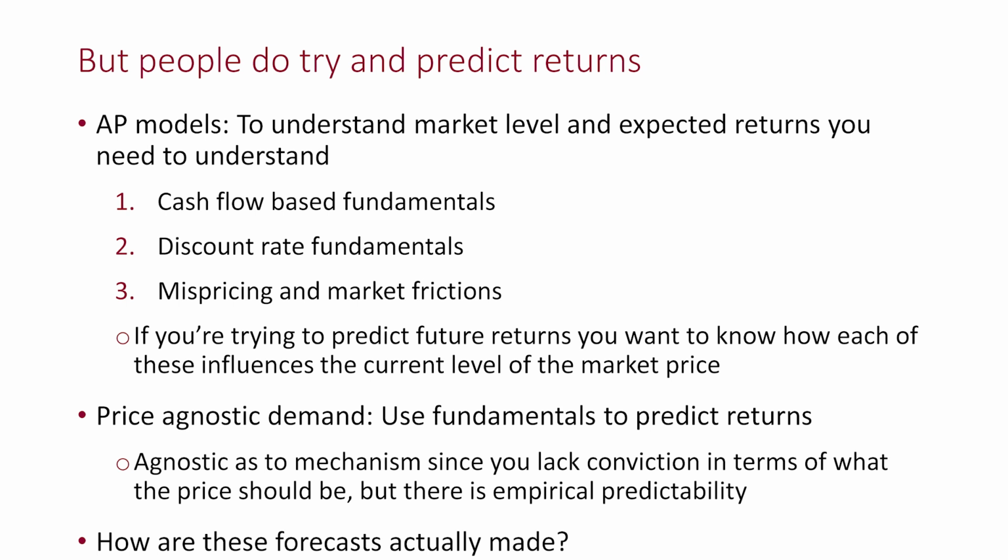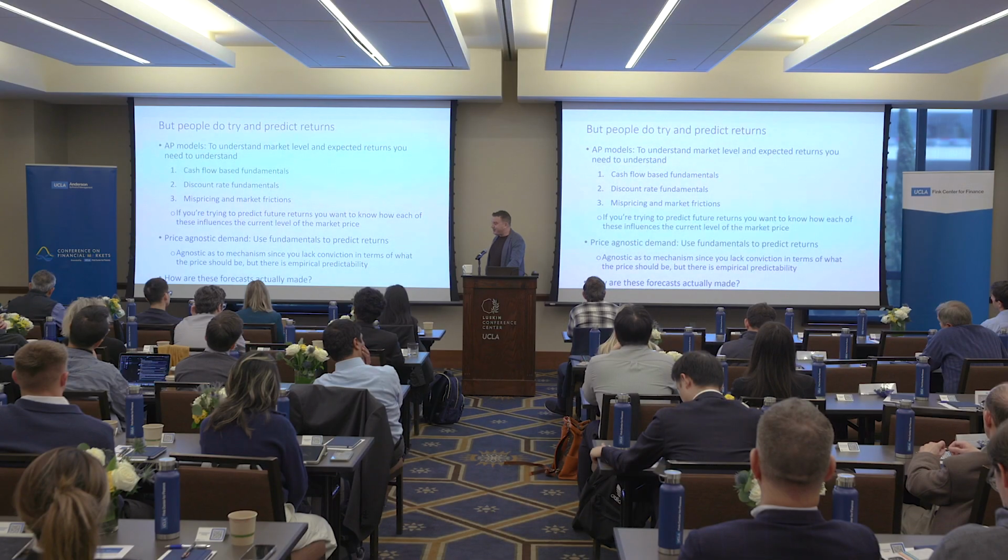Discount rate information, that's going to shift expected returns. If you believe in mispricing, institutions being stressed, whatever it is, you'd really want to understand these fundamentals, understand what the level of the market is, think about implications for future returns. Now, if you're a price agnostic investor, you may well think there's time variation in returns and you can predict them, but it probably isn't going to be driven by a conviction in the current level of the market price. Okay, so how are these forecasts actually made?